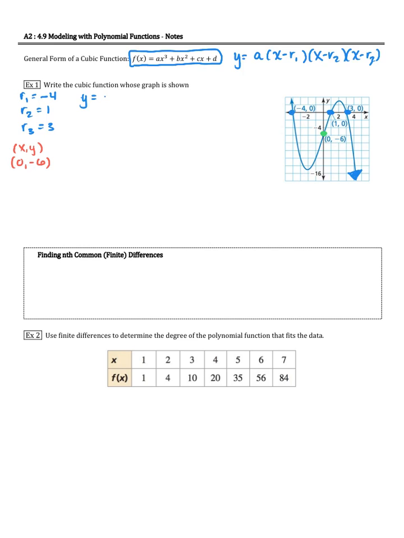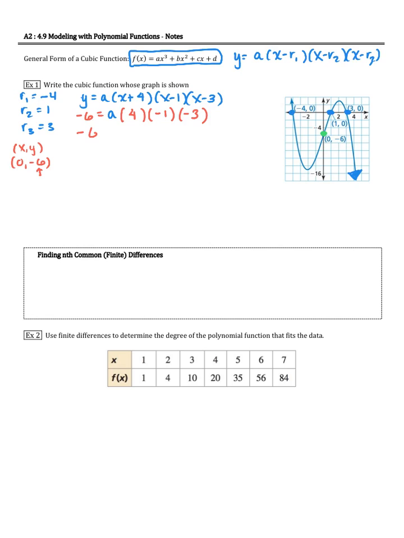So let's start the process. We have y equals a times (x minus a negative 4), that's our root 1, times (x minus 1), times (x minus 3). Everything looks okay except we don't know what a is. So we plug in negative 6 wherever we see a y. We are trying to solve for a. Then we plug in wherever we see an x. In this case, it's a nice number, it's going to be 0. So 0 plus 4, 0 minus 1, 0 minus 3.